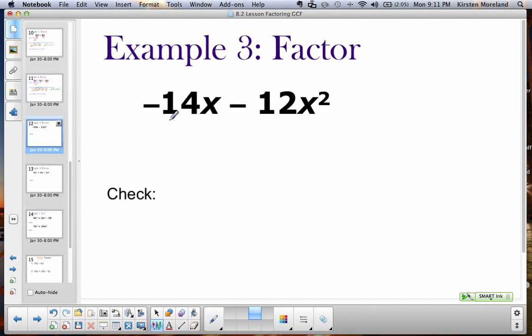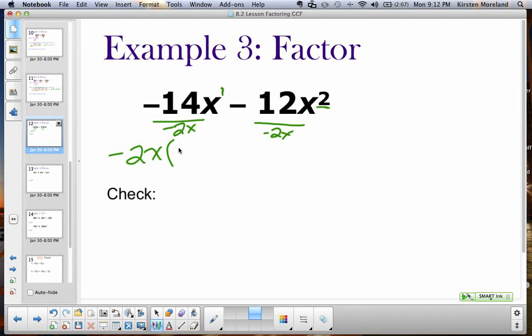Alright, so this one I have a negative 14x and a negative 12x. Since they're both negative, I'm going to pull out a negative. And 14 and 12 are both divisible by 2. And this is an x to the first, this is an x to the second, so I can only factor out an x. So I'm going to divide each term by negative 2x because that's what I divided out.